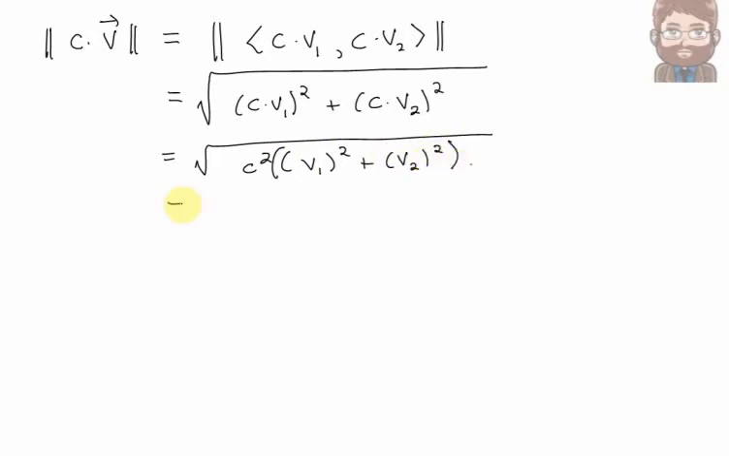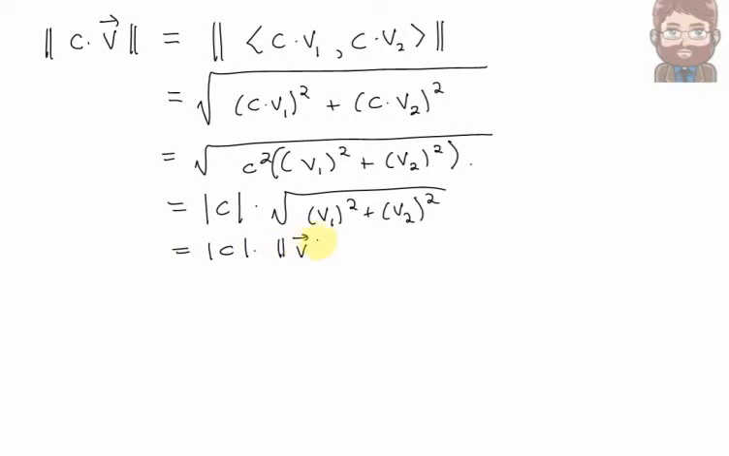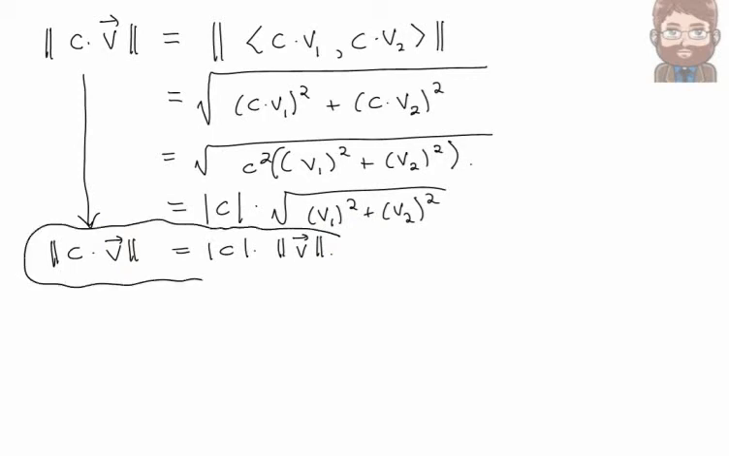The length of c times v. And now, bringing out the c squared through the square root sign, I'm left with the absolute value of c. Very important in case c was a negative number. You notice what's left under the square root sign, that's actually the length of the vector v. So, if you have the length of c times vector v, it's the absolute value of c times the length of v. Which is an algebraic fact that agrees with our earlier intuition that scalar multiplication really did just scale a vector.